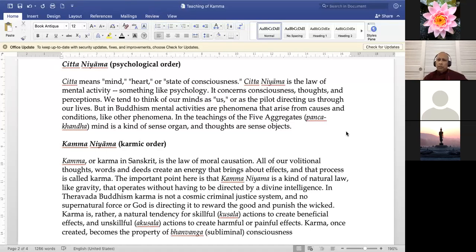Yes, Bante, when you use the phrase property of subliminal consciousness, are you advising that it changes and thus the impermanence of? Exactly, that's right. Yeah, because it's both. It's both ways.